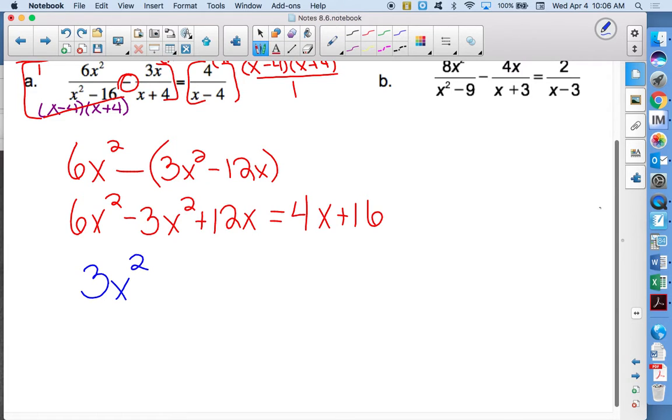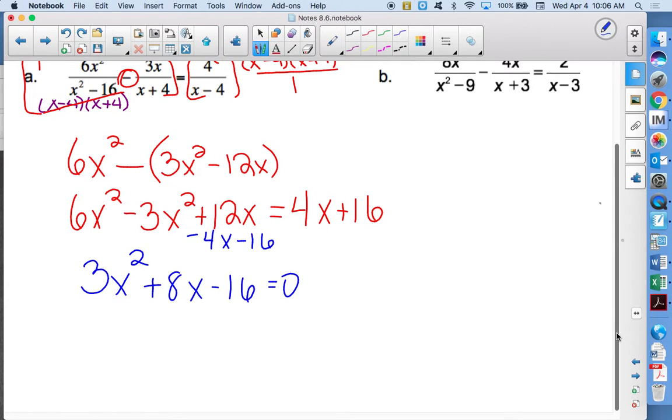Plus 8x minus 16. Right. So we have to subtract 4x and subtract 16 to get it to the other side. Now this type of factoring is using that AC grouping method, where you have to take the negative 16 times 3. What is 3 times negative 16? Sam?